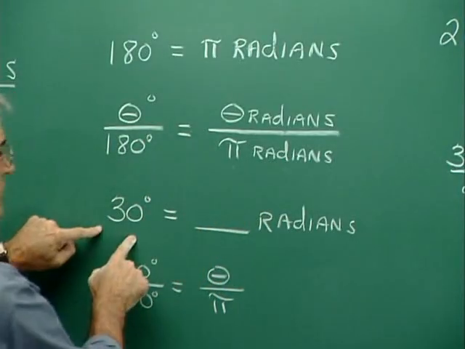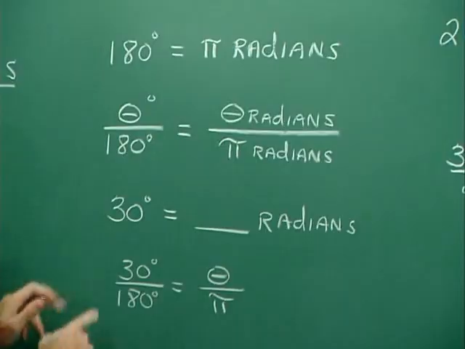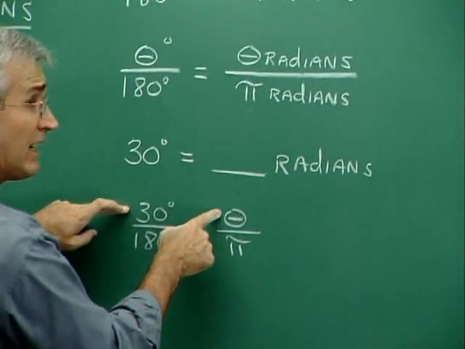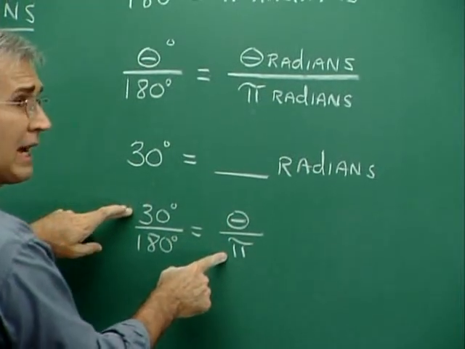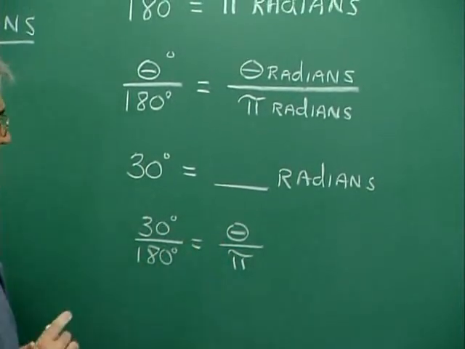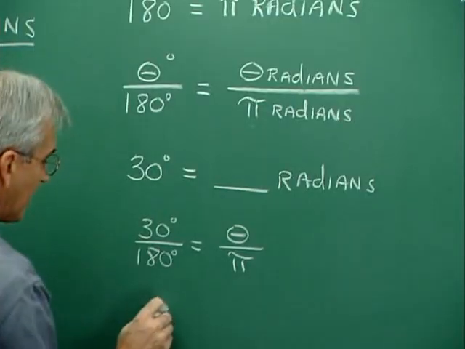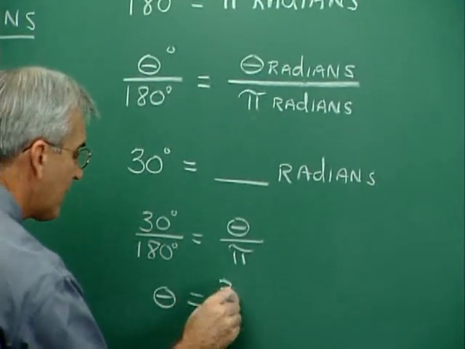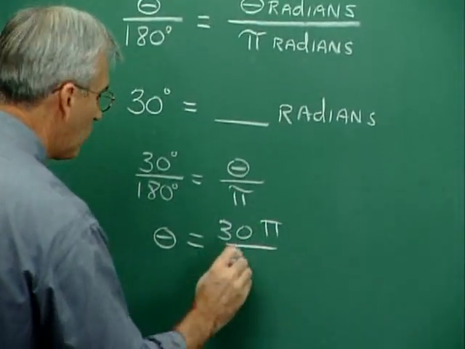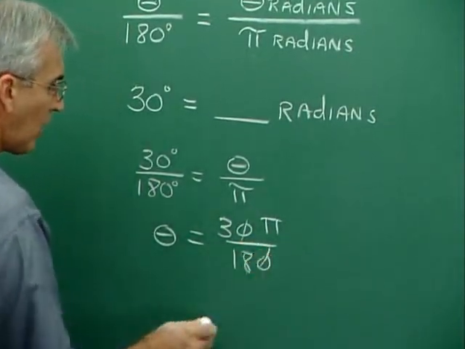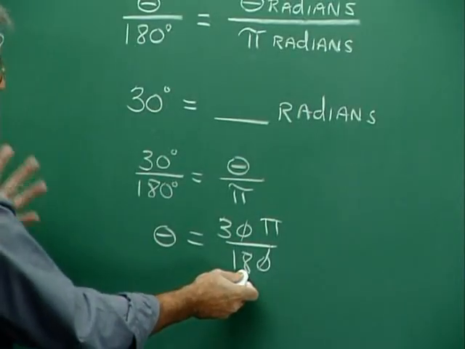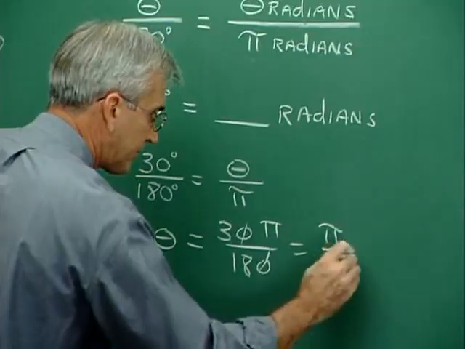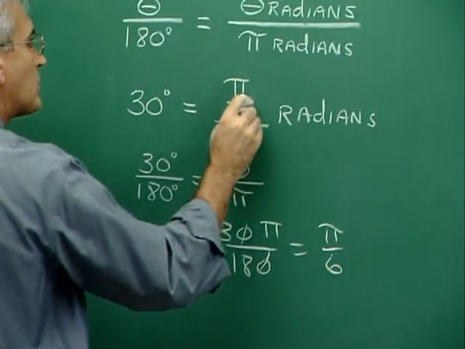That is 30 degrees. Let's see, how many radians is that? Well, 30 degrees corresponds with 180 degrees in the same way as theta in radians corresponds with pi. And now we solve this for theta. It's pretty easy, I think. Multiplying by pi on both sides, we get 30 pi over 180. And then these go out, and 3 over 18, oh, that's 6, and so it's pi over 6. So it's pi over 6 radians.